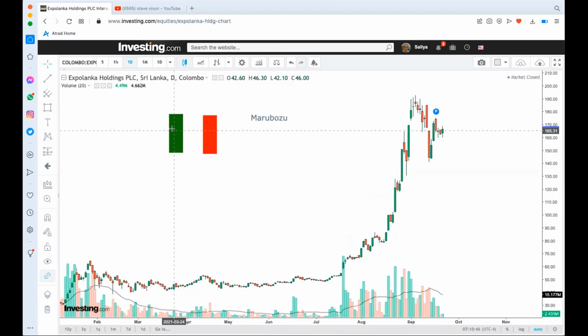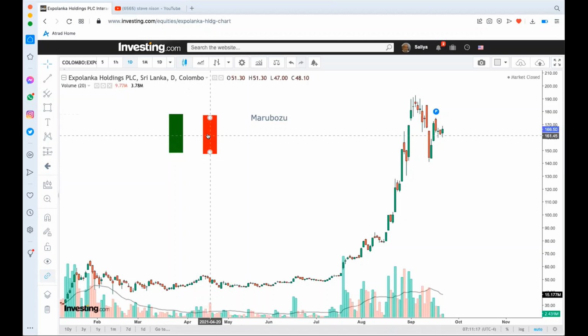If the open is lower than the close, or otherwise the close is higher than the open, which is shown as a green candle, that is a bullish marubosu candle. Conversely, if the open is higher and the close is lower than the open, that is called the bearish marubosu candle.